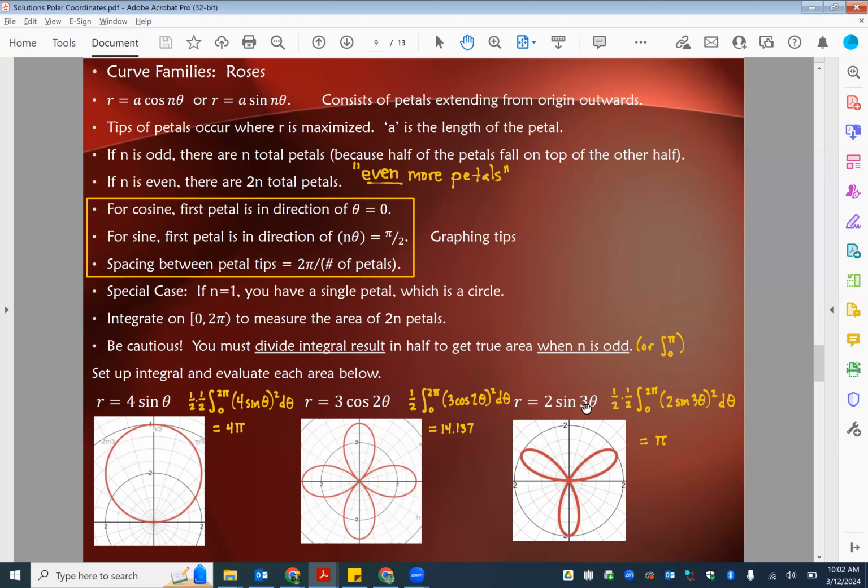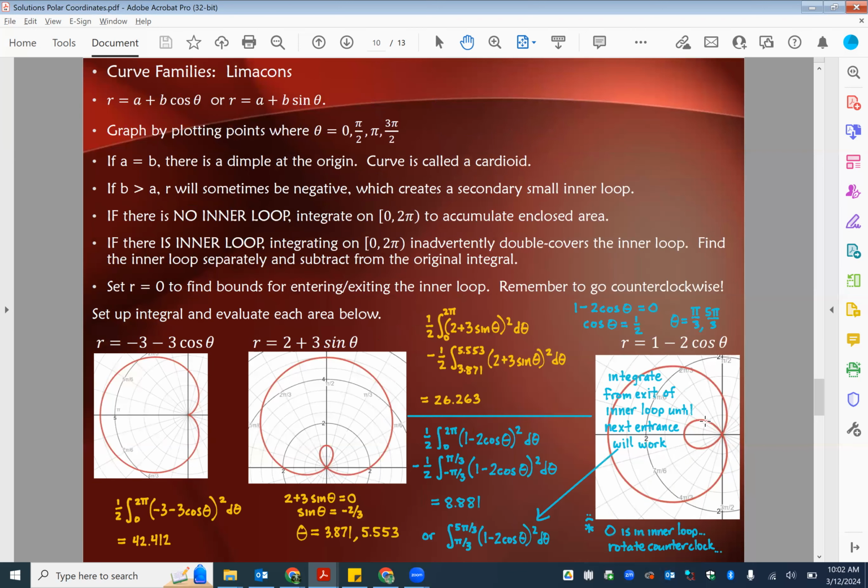Last example, 3 petals, lengths of 2. n is odd, so I've got an extra 1/2 multiplier to account for fewer petals than anticipated. Okay, not too much else to say there. Let's head to the next page and see the second major family of polar curves.